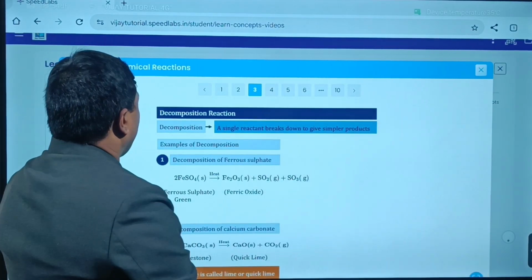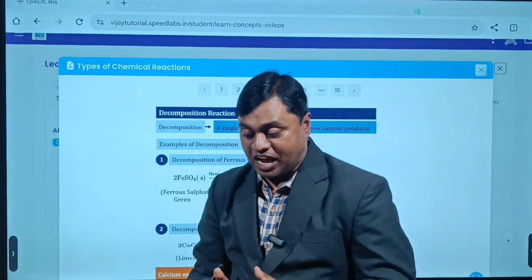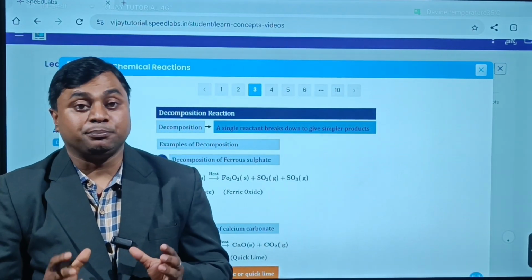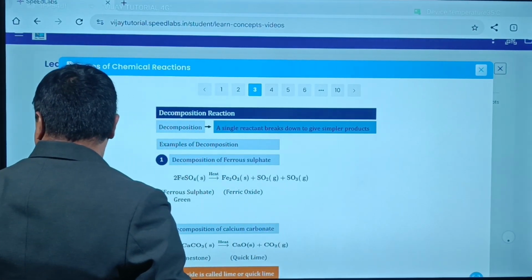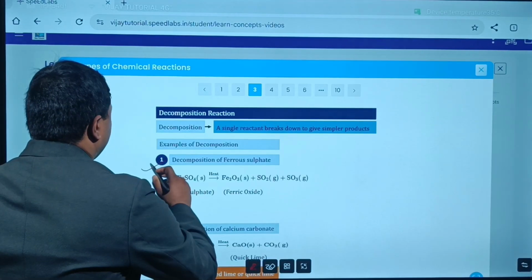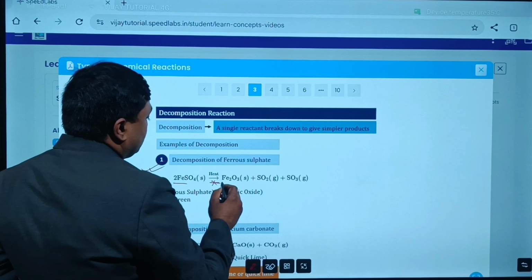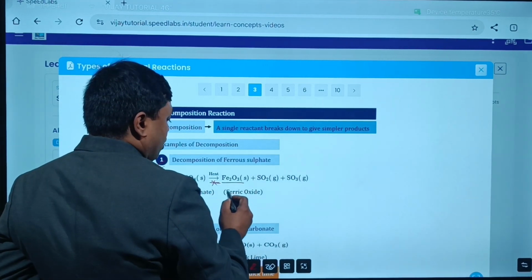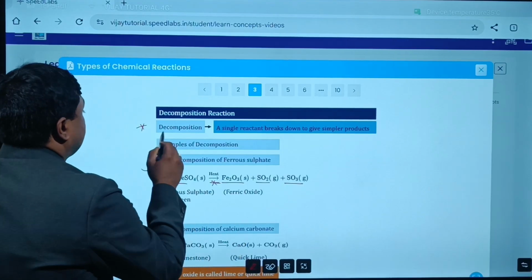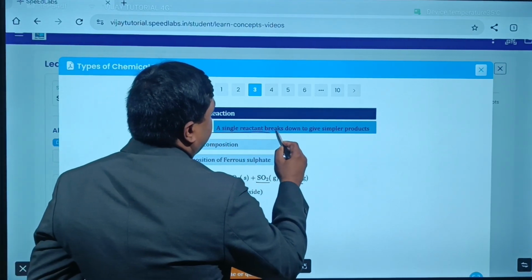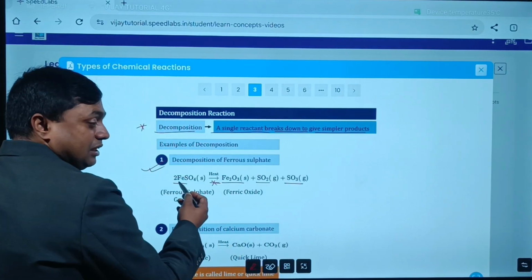Next, we talk about decomposition reaction. You can note down the definition. It is a type of chemical reaction in which a single substance breaks into two or more simpler substances. For example, decomposition of iron sulfate. Once you heat iron sulfate, it gives you Fe2O3, that is iron oxide, plus sulfur dioxide plus sulfur trioxide. So here, what is decomposition reaction? A single reactant breaks down to give simpler products. So an example of decomposition we can see is iron sulfate.